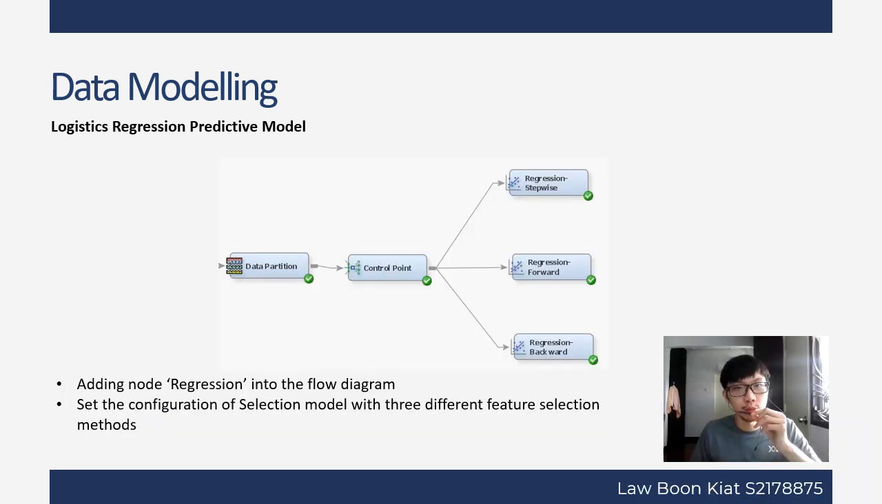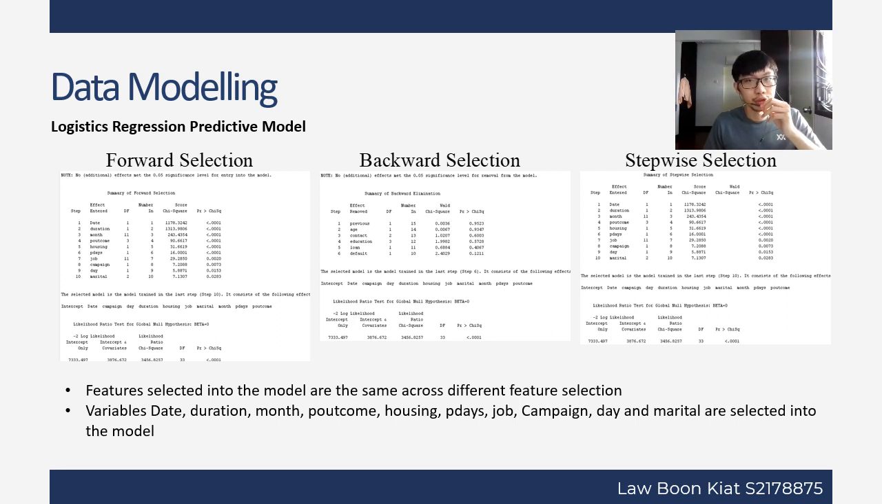To apply the logistic regression model on the dataset, 3 regression nodes are added into the flow diagram, as each node is assigned a different feature selection method, which are forward selection, backward selection, and stepwise selection. From the result of each regression node, we found that the features selected into the model are the same, which are the variables date, duration, month, poutcome, housing, pdays, job, campaign day, and marital. And since the features selected are the same, it implies that there is no difference in selecting any one of the logistic regression models. Thus, the logistic regression model with the stepwise selection is selected in the following section.